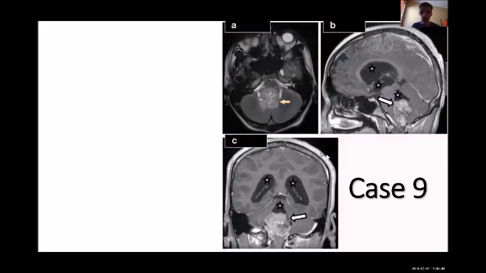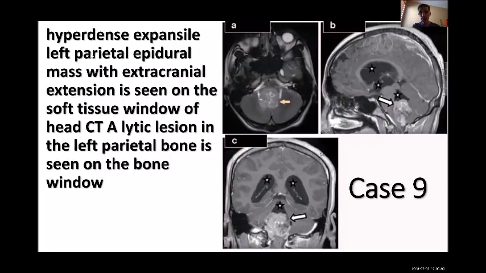So you guys, yes, neuroblastoma is a rare problem. I'm not saying that you should not know it, but you're very good in these rare diseases. So yes, this is a neuroblastoma. You can see a mass here, and you can see also the mass here. So it's a hyperdense expanded left parietal epidural mass with extracranial extension.